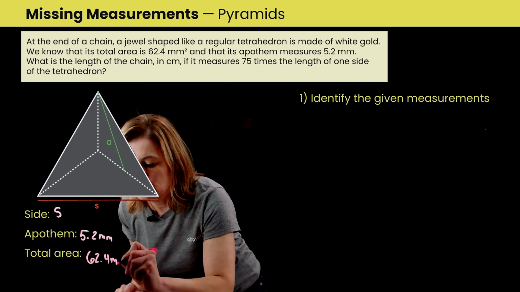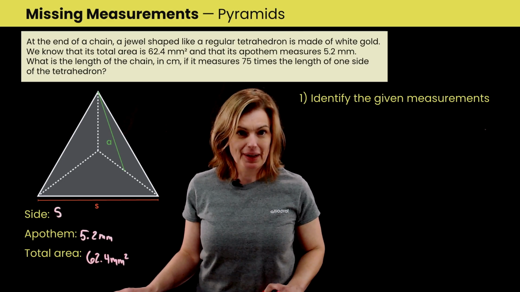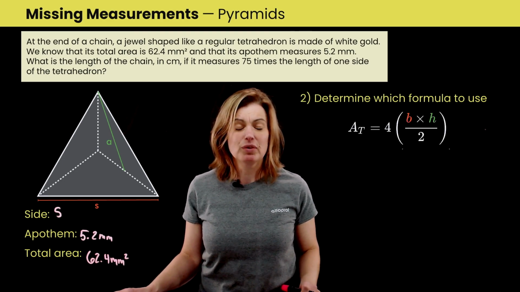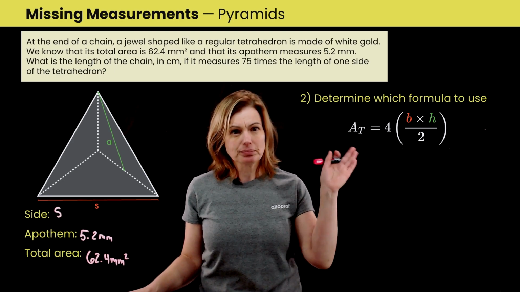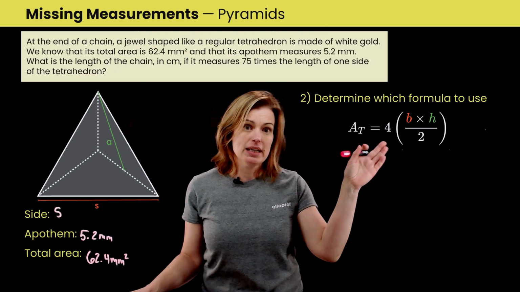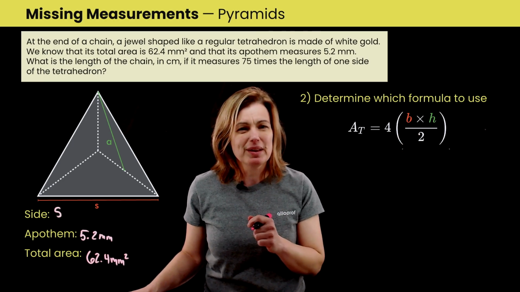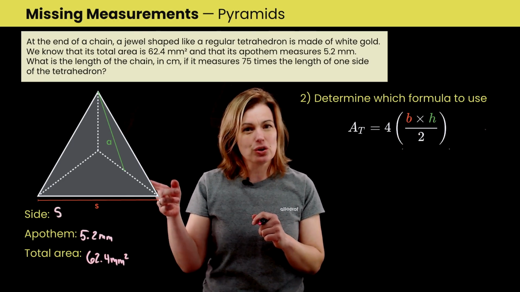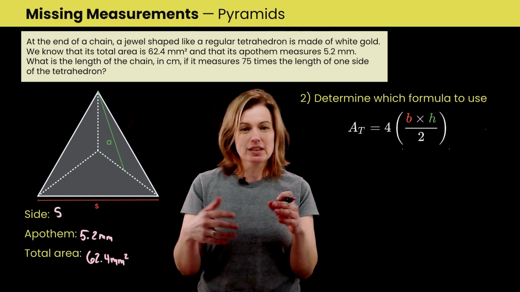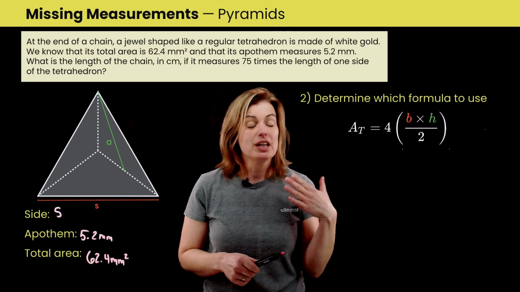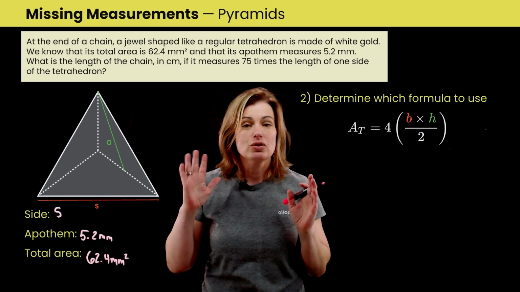62.4 millimeters squared. Good. All right, next, we've got to determine what formula to use. Now, if you take a look at this, you see that the total area is equal to 4 times base times height divided by 2. And some of you might be thinking, wait a minute, that's not the formula she showed at the beginning when she was talking about pyramids. It showed something different. Well, that's because the tetrahedron is really special and it's made up of 4 triangles.